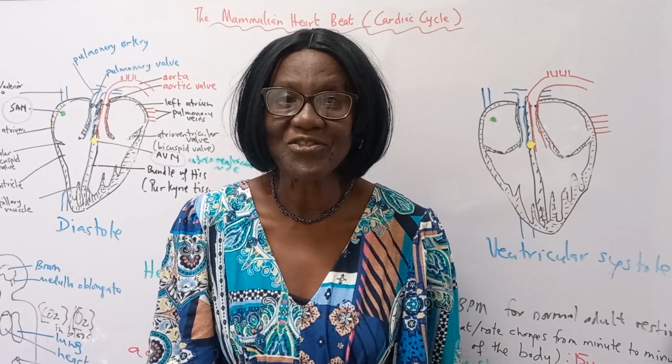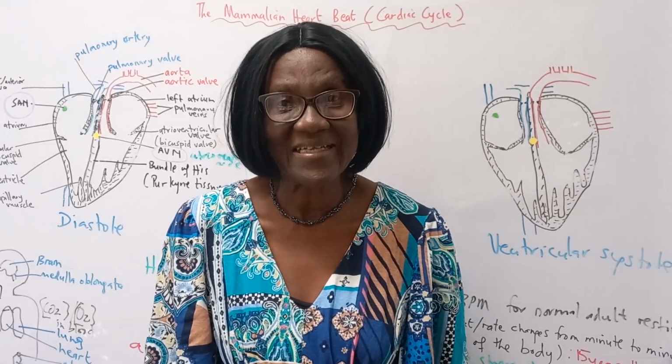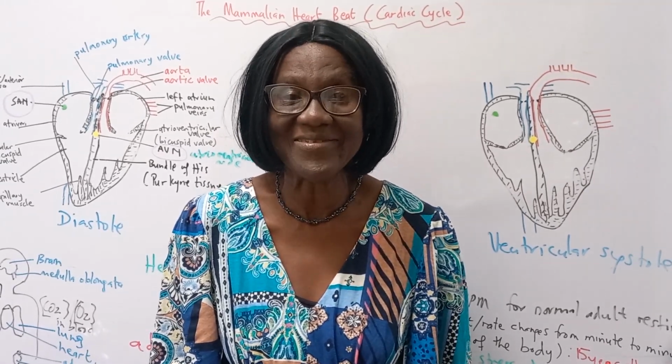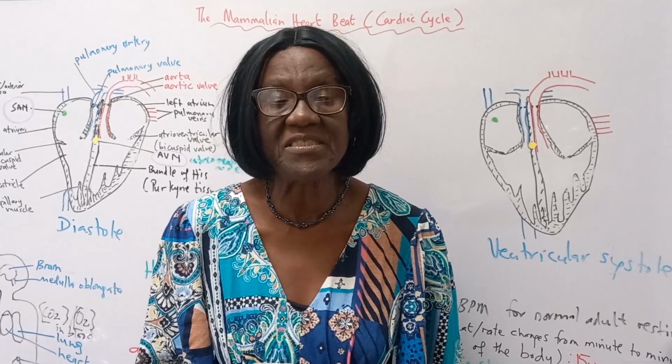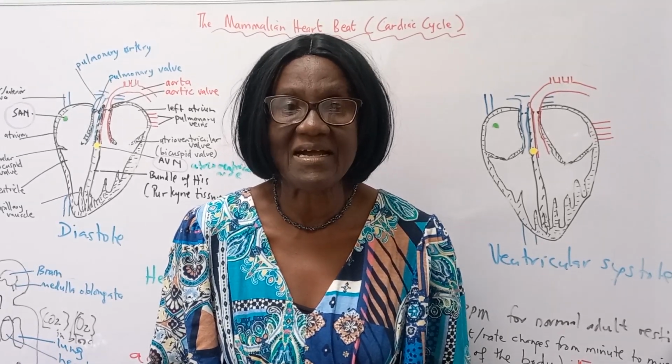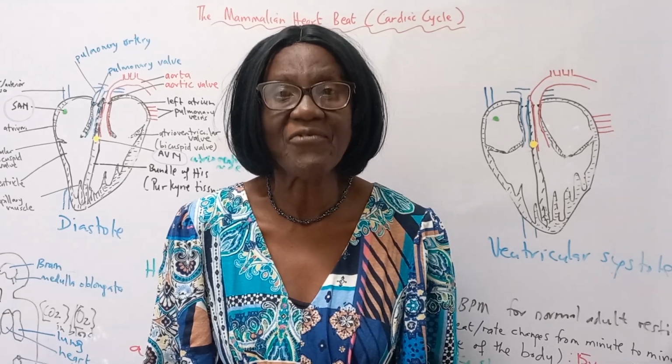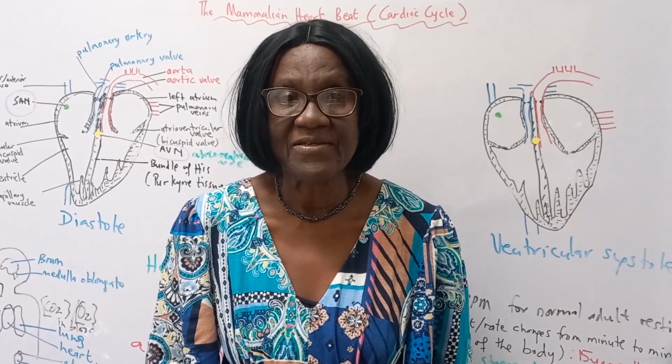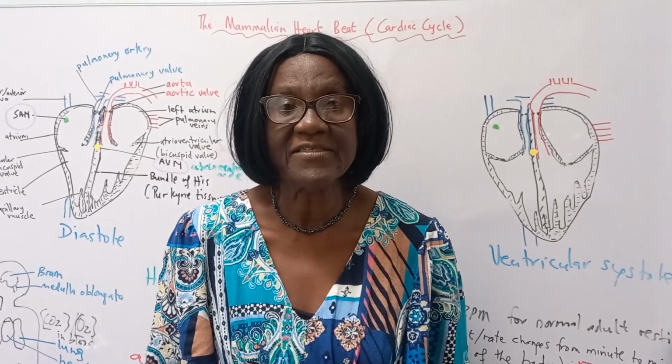This is a short overview of the heartbeat, or cardiac cycle. In part 2 of the heartbeat, we will look at the heart muscle. What is it that causes the heart to contract and relax? Comparing it with skeletal and smooth muscles.